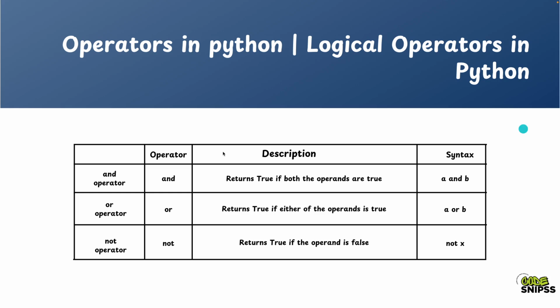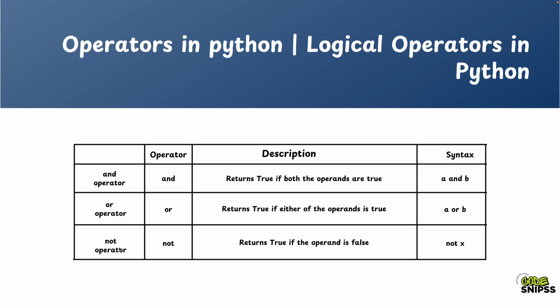Let's first see some basic definitions of these three logical operators, and then we'll move on to our coding section, where you can easily understand what these operators do. The AND operator returns true if both conditions are true. And what about the OR operator? The OR operator will return true if one of the two or three conditions is true, or else it will return false.